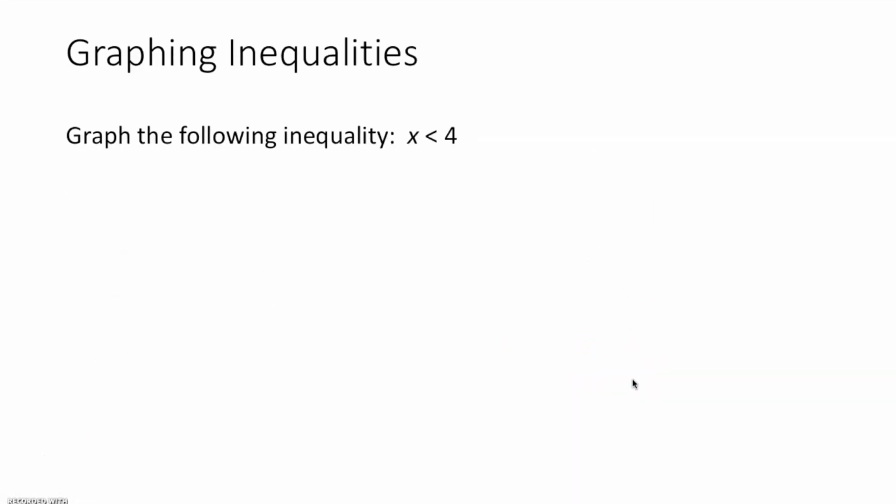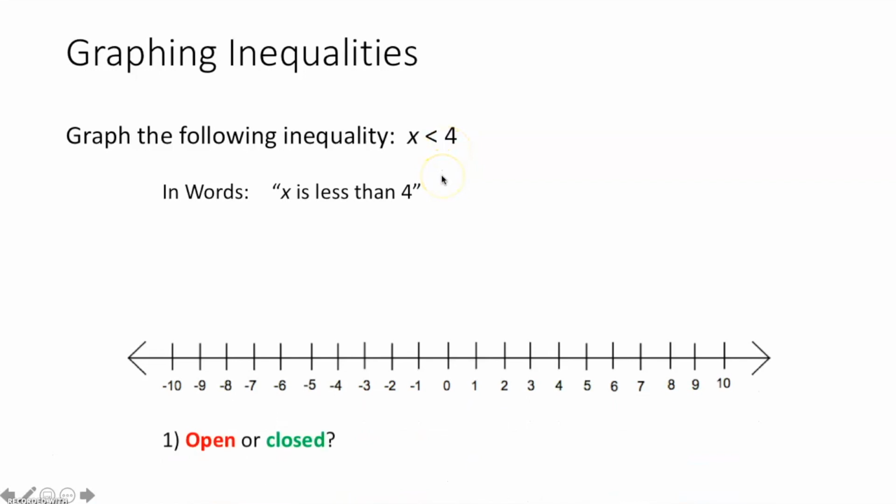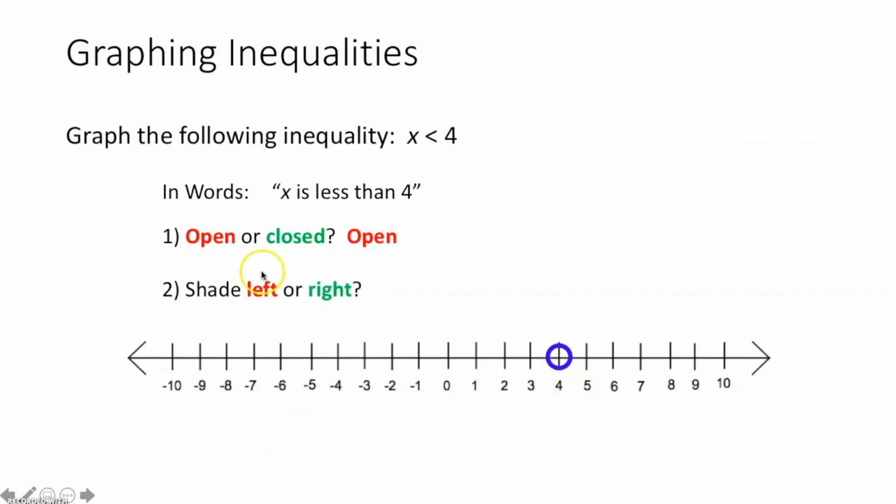So let's talk about how you graph inequalities. We're going to graph this inequality right here. And the first thing I want you to do is be able to say it. How do you read this? Well, in words, it's x is less than 4. So now we get into graphing it. First thing we ask ourselves, are you going to put an open or closed circle at 4? Well, since there's no equal sign underneath, you're going to put an open circle at 4. So we go to 4, we put an open circle. Done. Next, we just got to figure out which way to shade. Do we shade left or right? Well, we want all the numbers less than 4, which would be 3, 2, 1, 0. So we're going to shade to the left.